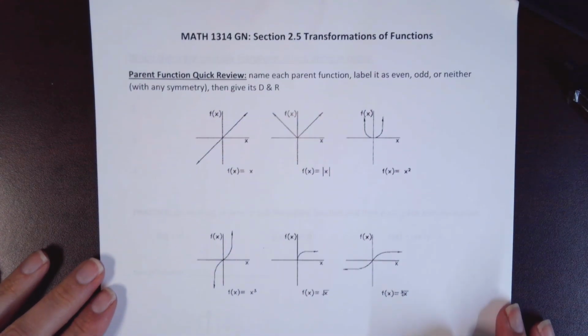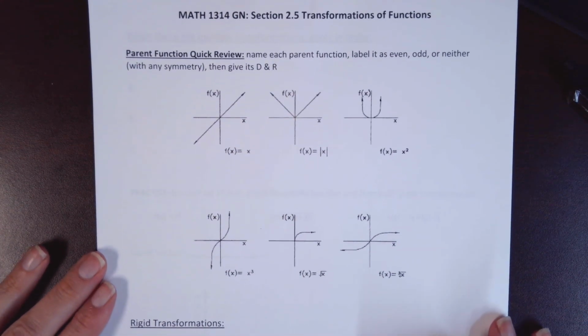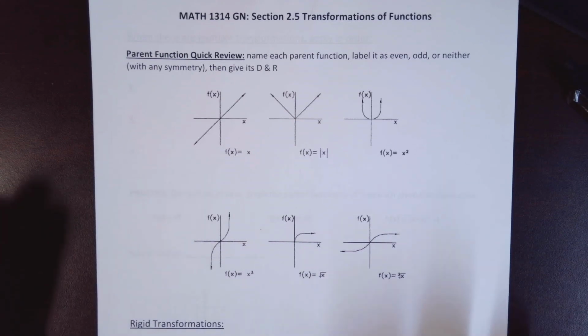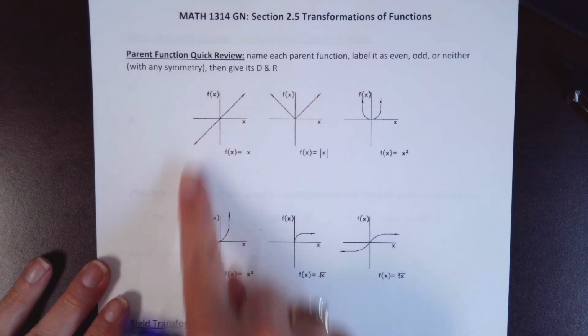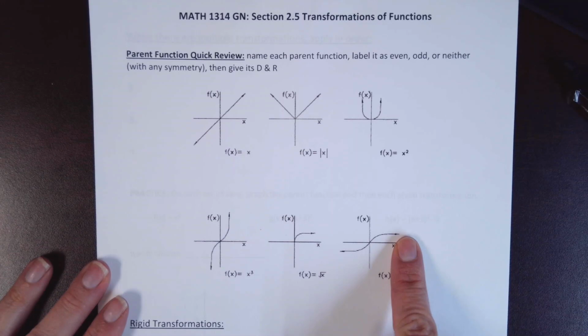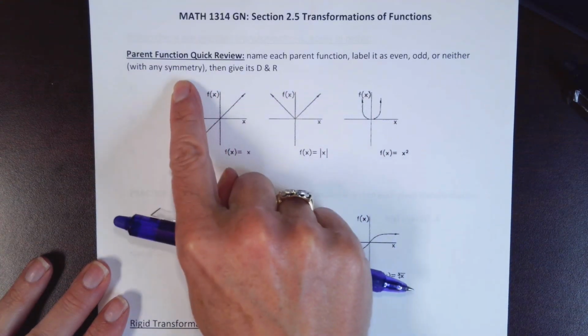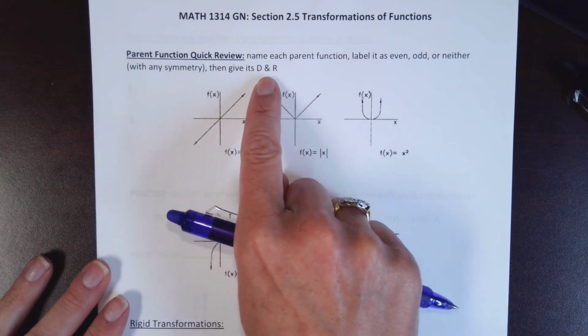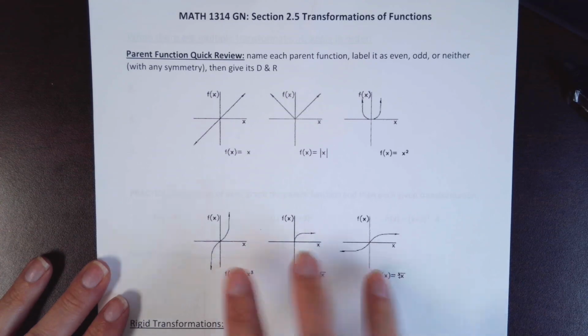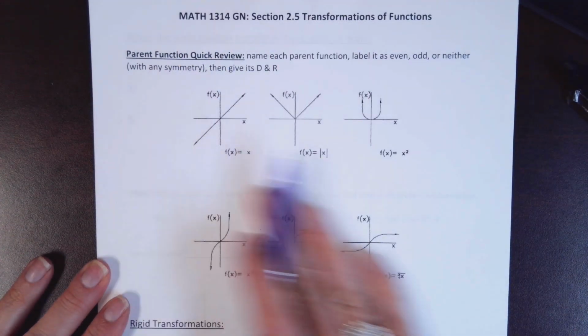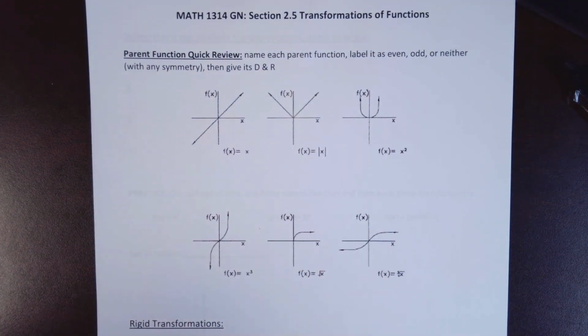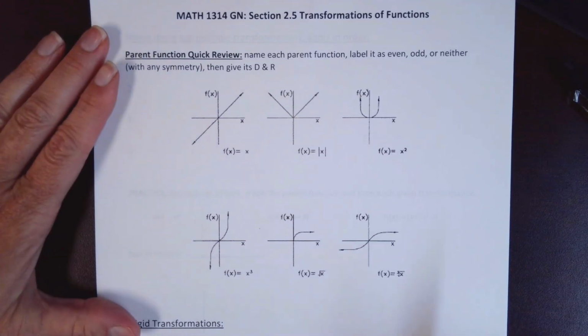So here's what I want you guys to do. Without your parent function sheet, I want you to fill in as much of this as you can. You're going to name the functions. If you can label them as even, odd, or neither, do that. Tell me what kind of symmetry that means, and give domain and range for each of these 6 functions. So pause the video, fill in everything you can, and then restart and see how you did.